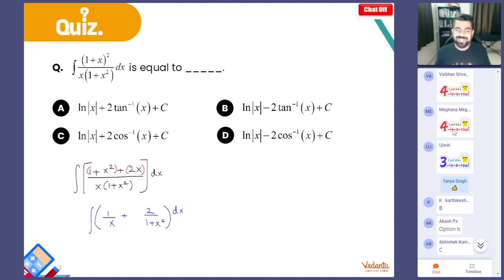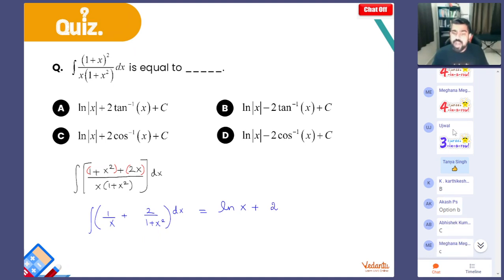Brilliant effort. So after this, you just need to integrate it. So what is integral of 1 by x? It is ln x plus integral of 2 by 1 plus x square is 2. 1 by 1 plus x square is tan inverse of x. Got it? Plus c is the integration constant. So that is how you do it. That is why answer is option A.